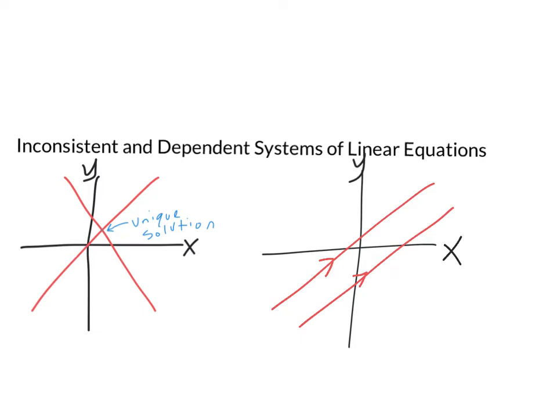And what we call that is an inconsistent system of linear equations. Inconsistent equations just essentially means that they do not have a solution. There's no solution to it because those lines are never going to cross.